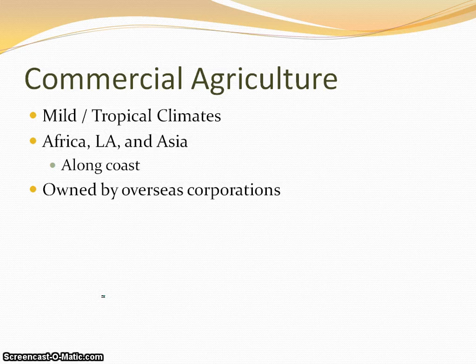And so where do we tend to find plantation agriculture? We tend to find it in countries with mild to tropical climates. Geographically, we're looking at mostly along the coast of Africa, parts of Latin America, as well as Asia.